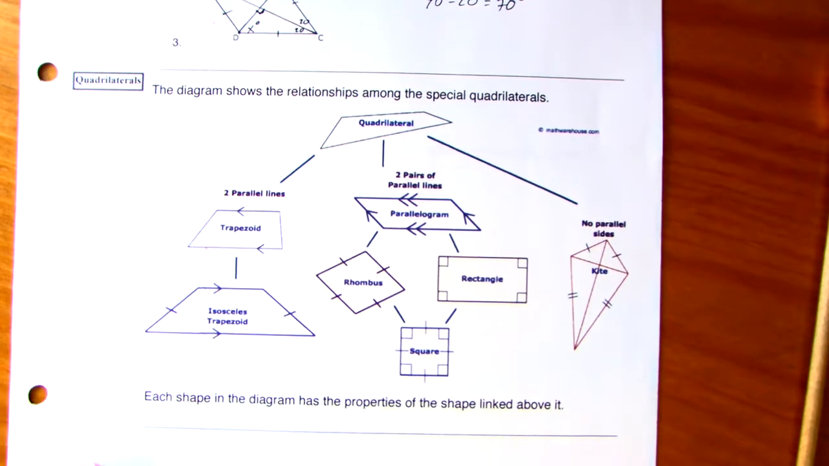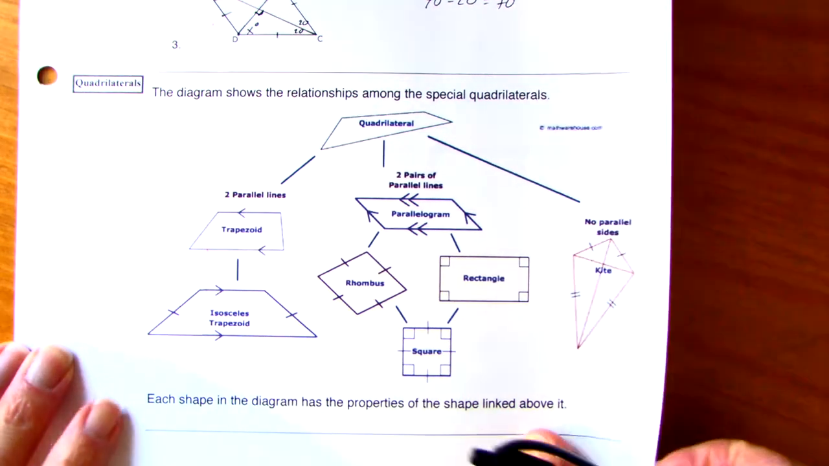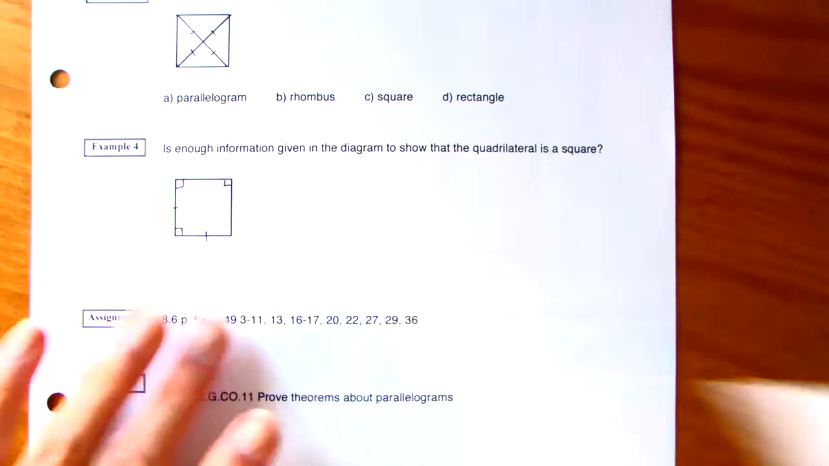So here's another little diagram showing you the special relationships about quadrilaterals. We've had lots of them. Take a look at them. Take advantage of them, okay? Next page. We don't have a lot of pages in this one.